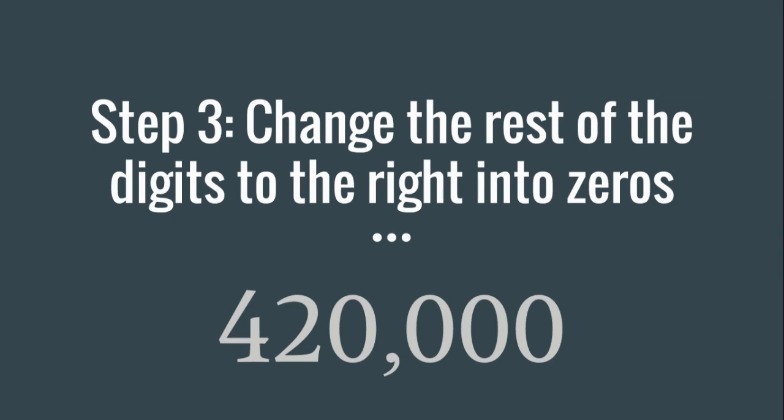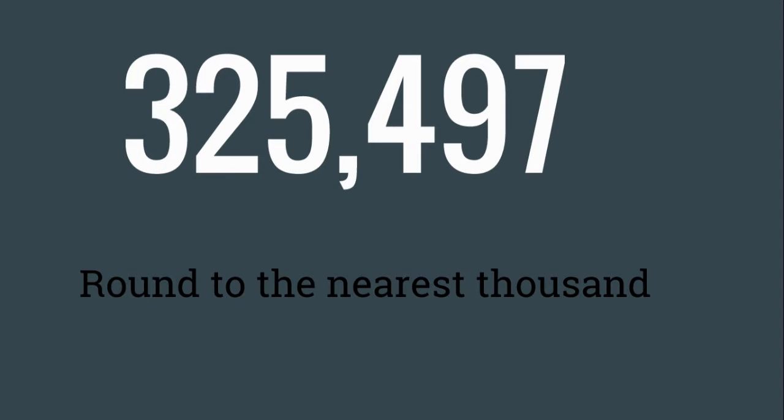Step 3 is we're going to change the rest of the digits to the right into zeros. Our 2 stayed the same. We turn all the rest to zeros. So we round the number to 420,000.